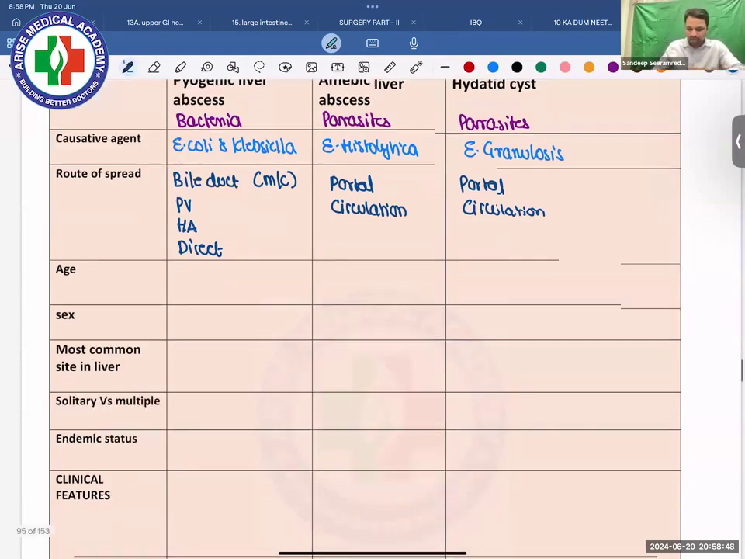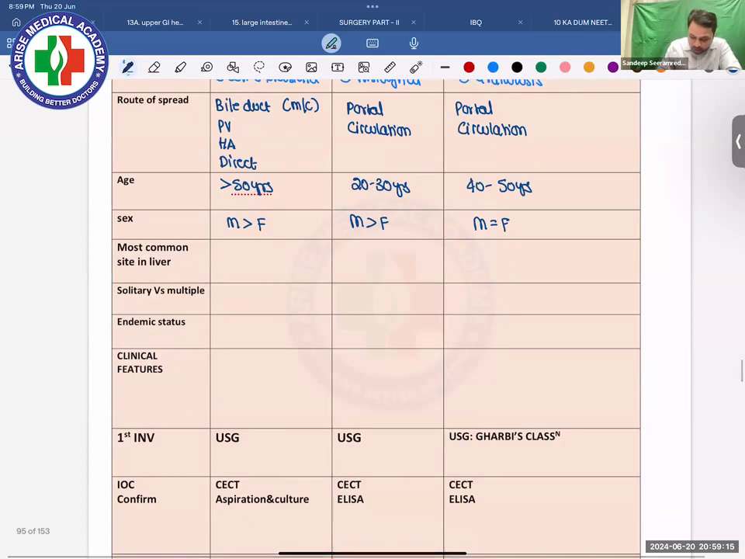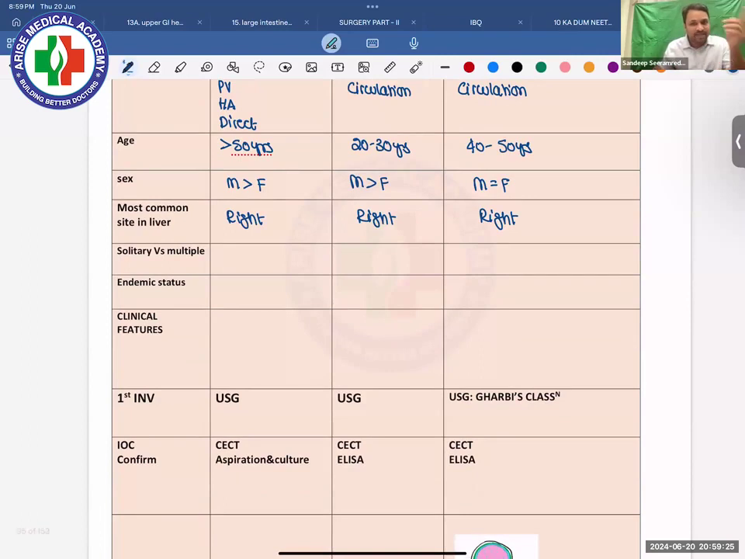Right now, when you talk about the age of presentation, pyogenic liver abscess is seen in age above 50 years. Amoebic is seen between 20 to 30 years. Hydatid cyst is seen between 40 to 50 years. Now, remember, pyogenic liver abscess is most commonly associated with males. Amoebic is also more common in males, whereas hydatid cyst is equally seen in both males as well as females. All the infective disorders are more common on the right hemiliver, or the right side of the liver. Bacterial, whenever there is bacteria, it will disseminate more.